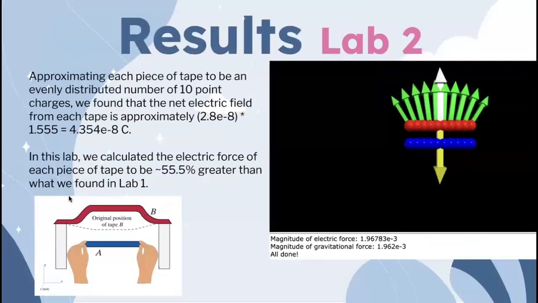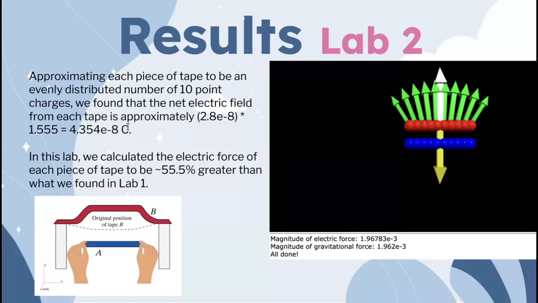Now in Lab 2, we are making things a bit more complicated. We will represent each piece of tape as 10 point charges, as we see here. And we found that the magnitude of the electric charge was approximately 4.35 times 10 to the negative 8th coulombs, and the magnitude of the electric force is roughly equal to the magnitude of the gravitational force, as we see here at the bottom of our VPython simulation.